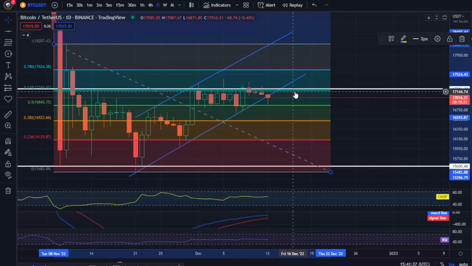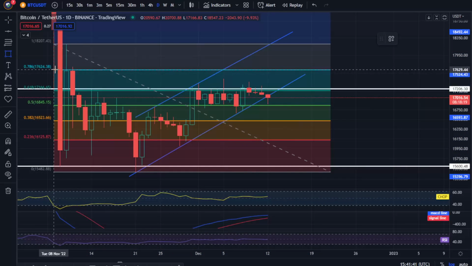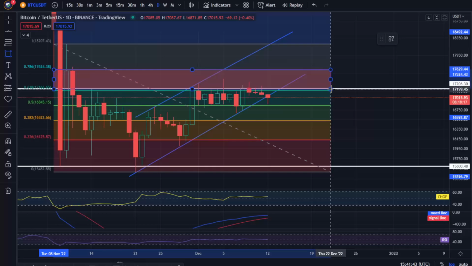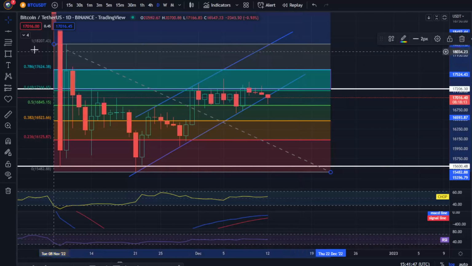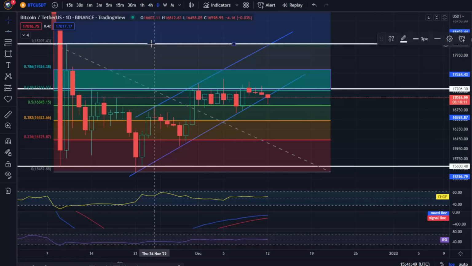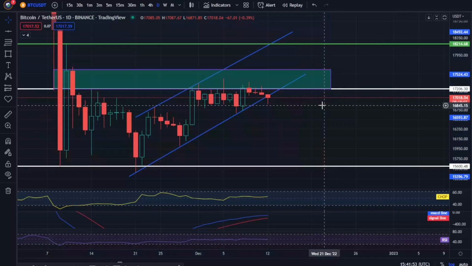As we can see, the price cannot pass the strong resistance from $17,199 to $17,629. We see a pullback every time it tries, but if it manages to break it, the next resistance is around $18,215.